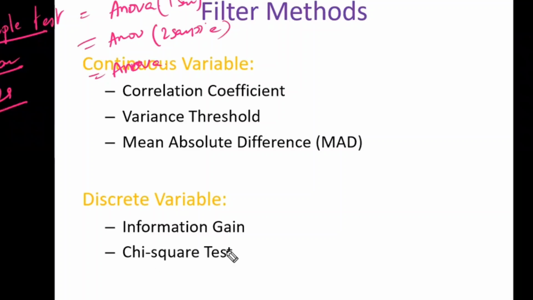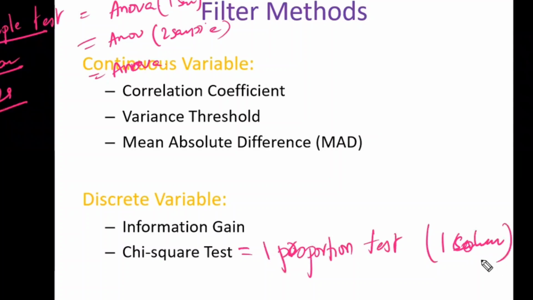Similarly, for discrete variable also, chi-square test is equal to 1 proportion test. Both are the same, when you are working only on one particular column. If you are considering only one column, both are the same. If you are considering 2 columns, or more than 2 columns, both are not the same. It is the same only if you are selecting only 1 column.